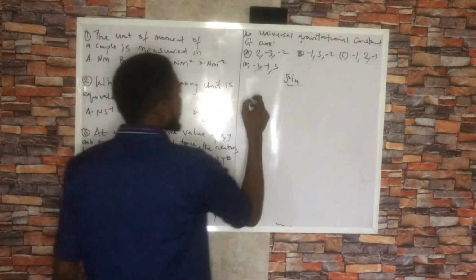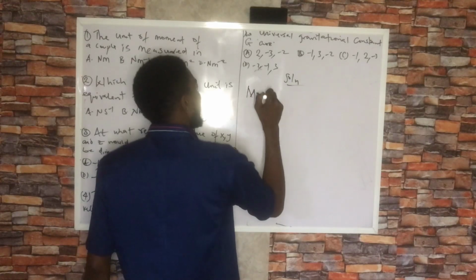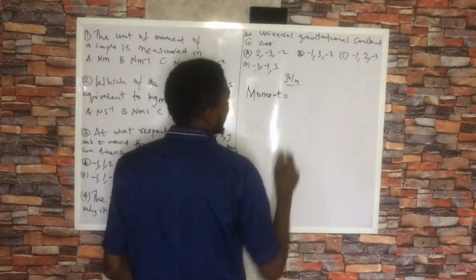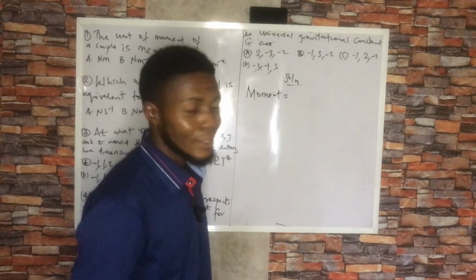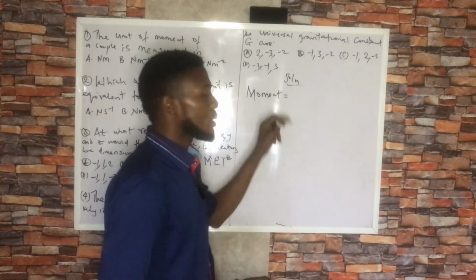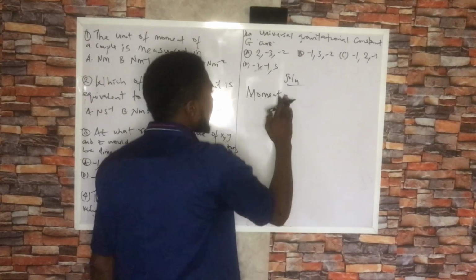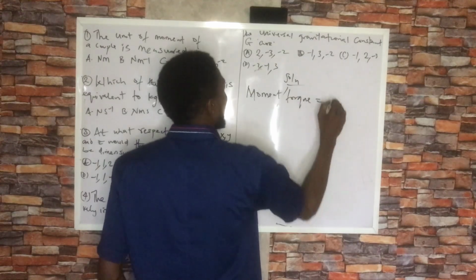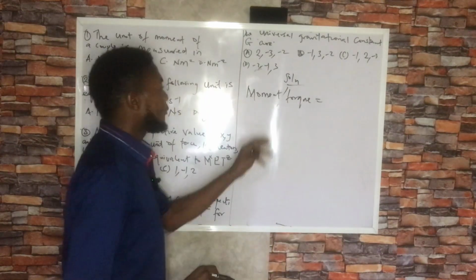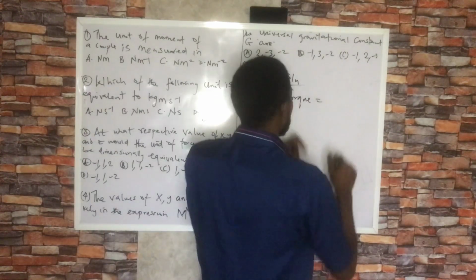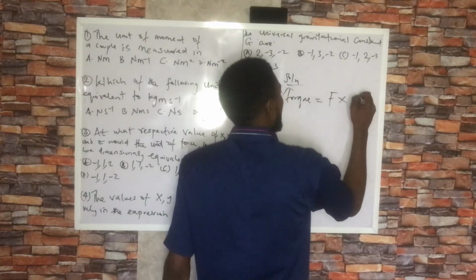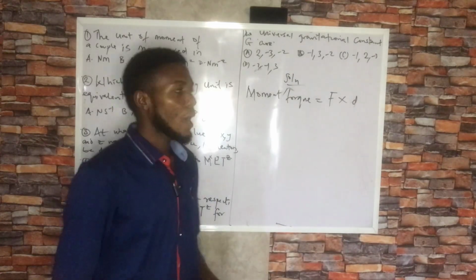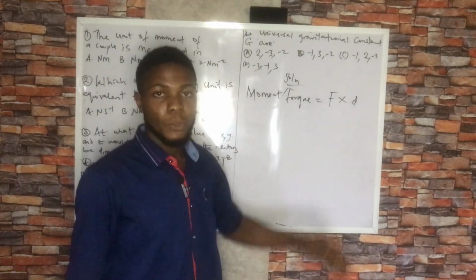Solution, let's say moment. The first thing to do is you get the formula of moment. Moment, or torque, by formula is given as force times distance. You may be wondering about force times distance.